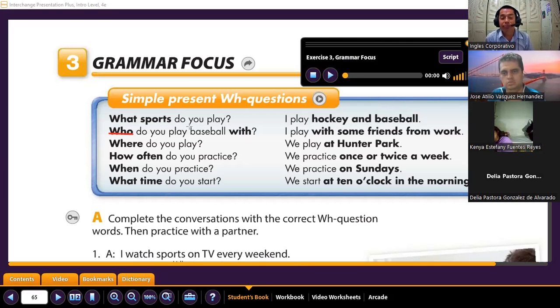I play with some friends. ¿Con quién jugas? Con unos amigos, right? Where do you play? At Hunter Park, right? El Parque del Cazador. How often do you practice? We practice once or twice a week. When do you play? On Sunday. What time do you start? At 10 o'clock. So a specific question, a specific answer, right? You don't say, when do you practice? I practice in my house. No, because you're talking about time. Or you don't say, what sport? I live in Sacamil, right? No, you say, specific question, specific answer. Si me preguntan sobre quién, respondo sobre quién. Si me preguntan de tiempo, tiempo. Si me preguntan de lugar, lugar. Right? Understand? Okay. Very good.